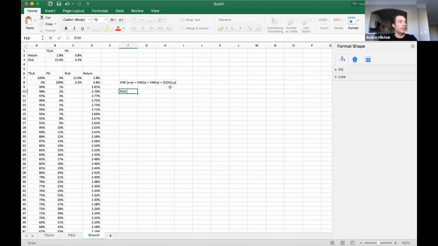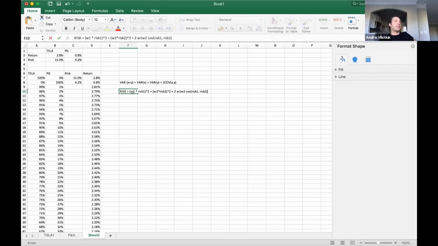So the combined risk would be, I will use 1 and 2 instead of X and Y, the weight of the first risk squared, plus the weight of the second risk squared, plus 2 times weight 1, times weight 2, times the covariance of risk 1 and risk 2.